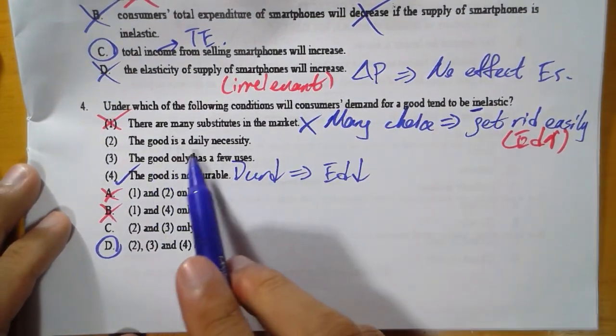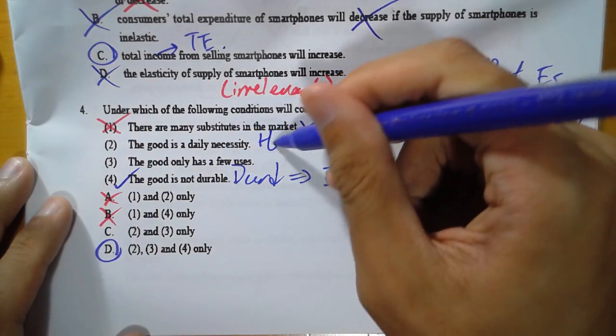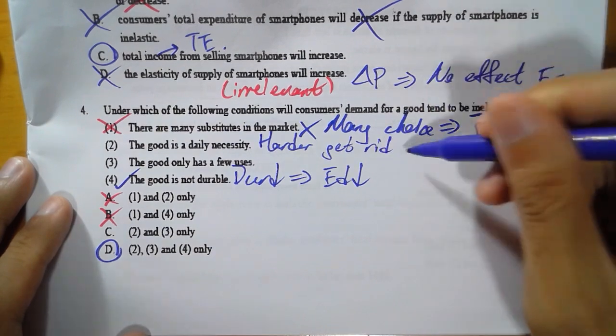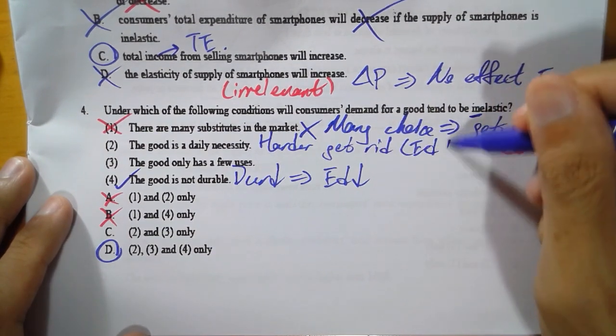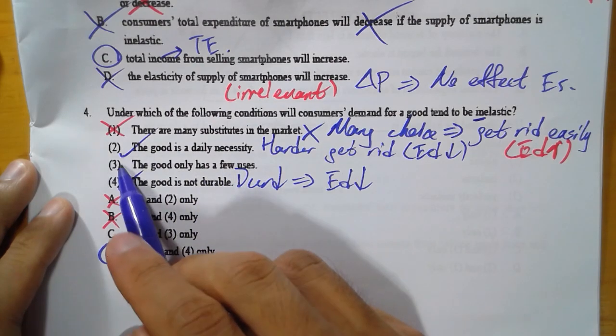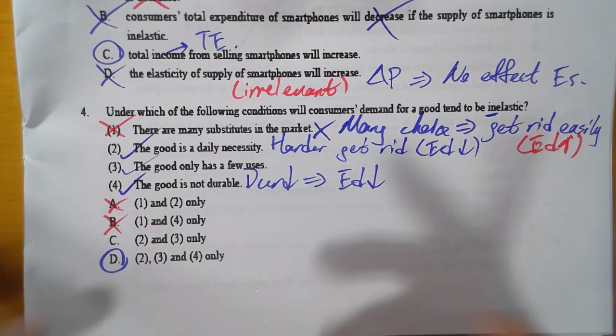Now here, daily necessity means harder to get rid of. So ED would decrease, tend to be inelastic. Good has only a few uses. Yes, this one. Refer to the notes. I'm not going to waste your time again. So D is the answer. Not too difficult so far.